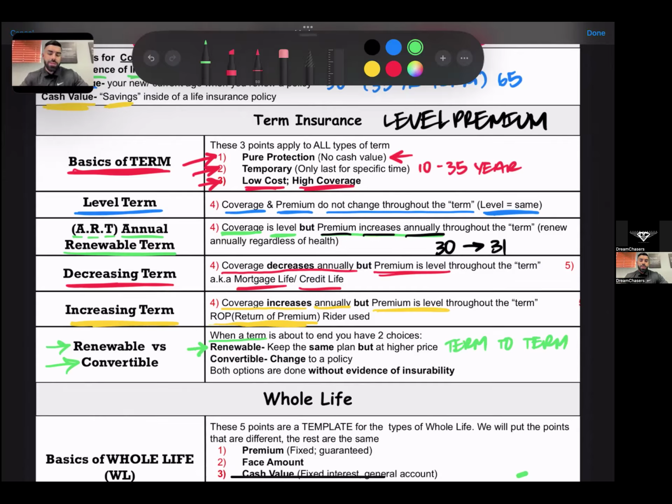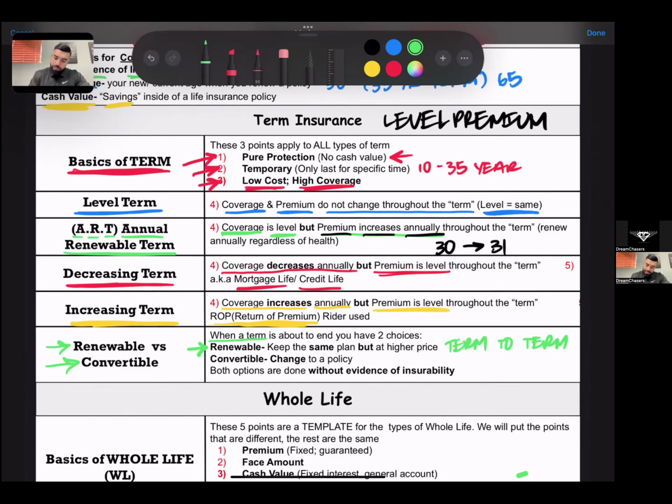Think about it like auto insurance. When your 6-month policy is up, you can renew it for another 6 months, right? You don't have to do all the paperwork all over again. You just renew it. Same thing here. You just renew the policy. Obviously, you're now going to be a little bit older, so they're going to quote you at your attained age.